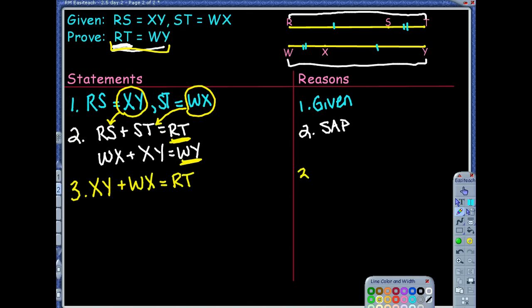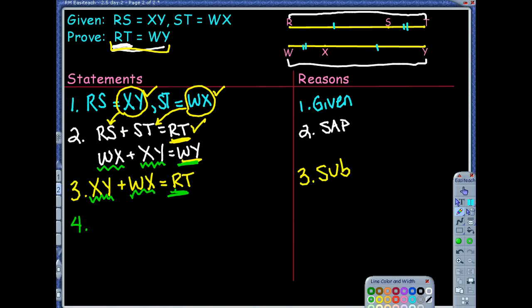And what's your reason that you did that? Substitute. Okay. Now, take a look, because we've used the given. We haven't used this step yet. And I'm noticing that RT and WY have the exact same sum, because they both have the XY and the WX. And with addition, order doesn't matter. So they have the same exact sum, so I can just set them equal to each other.